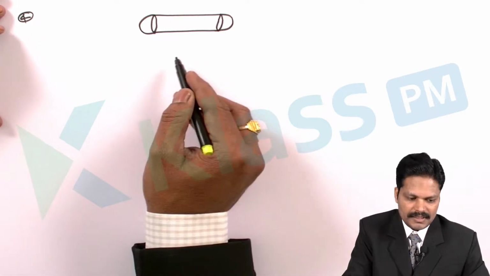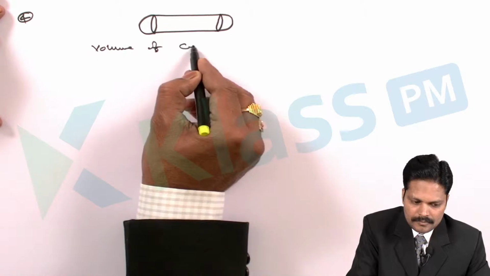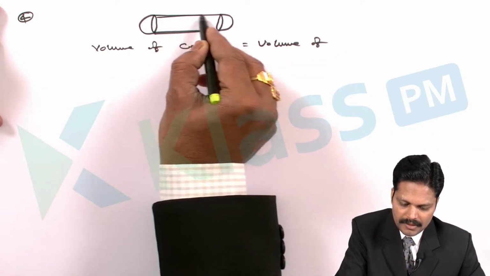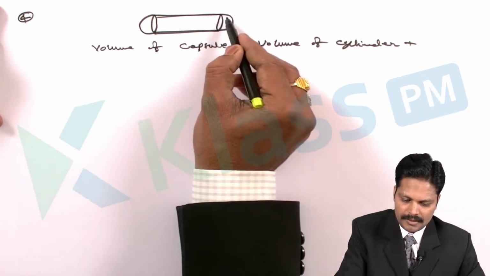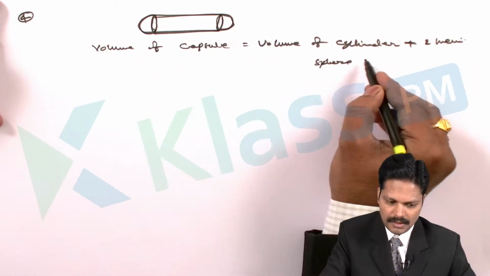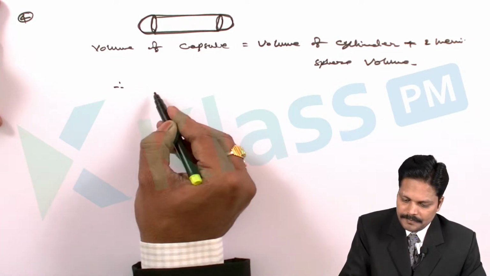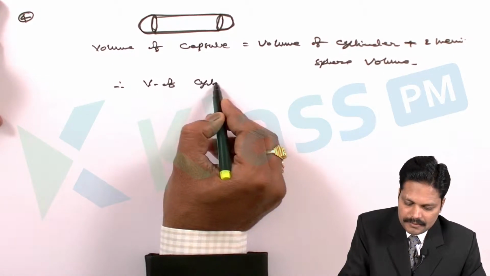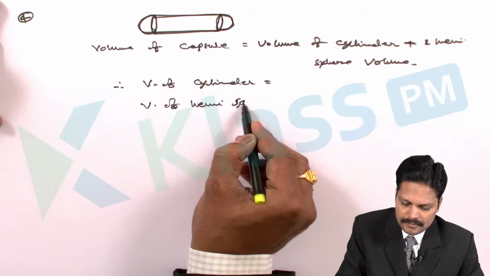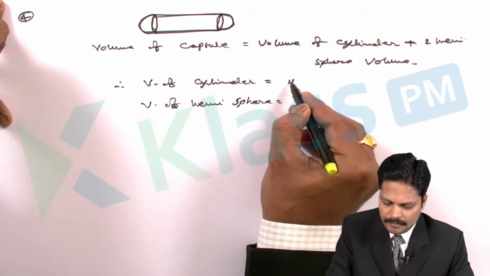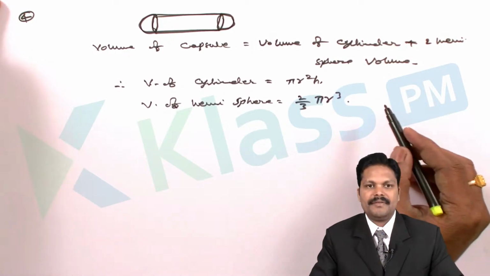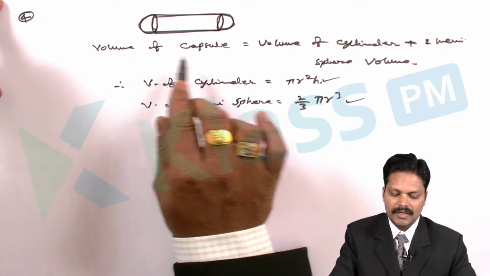So this is the shape we are having here. So the volume of the capsule we are having is nothing but the volume of the cylinder part, and we are adding the hemispheres we are forming here. So total two hemispheres, 2 into hemisphere volume we are taking. Therefore we need to find the volume of the cylinder and the volume of the hemisphere. The volume of the cylinder is nothing but πr²h, and the hemisphere is nothing but 2/3 πr³. So using these two formulas we can find the volume of the capsule.